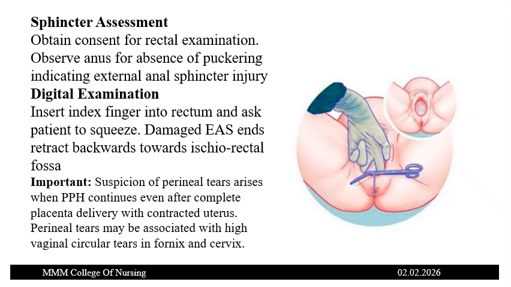And so while doing the anal sphincter assessment, you have to insert your index finger into the rectum and ask the patient to squeeze. Damaged EAS, meaning external anal sphincter, will retract backwards towards the ischiorectal fossa. If this does not happen, then you can conclude that there is some injury to the anal sphincter muscles.